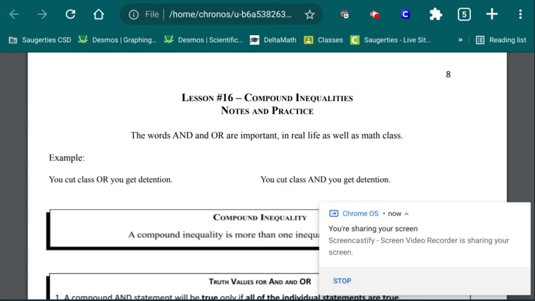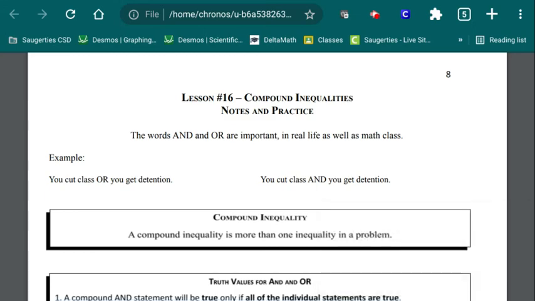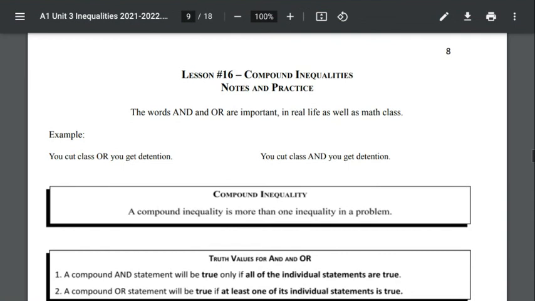Welcome back. Today we're working on lesson 16. We're doing compound inequalities. Up until now, we've been doing one inequality at a time. A compound inequality is just two.